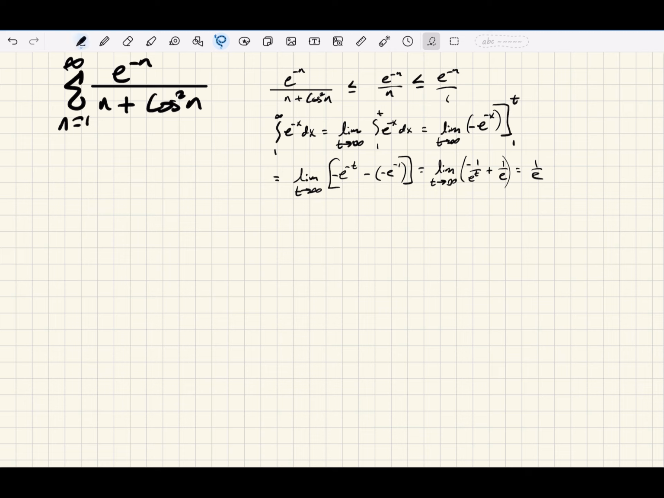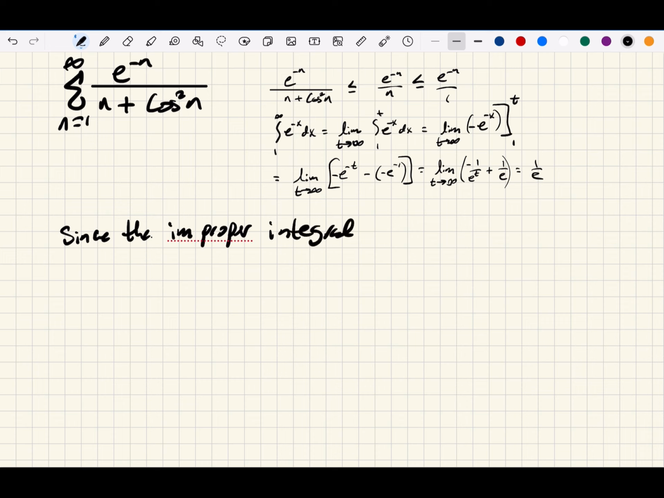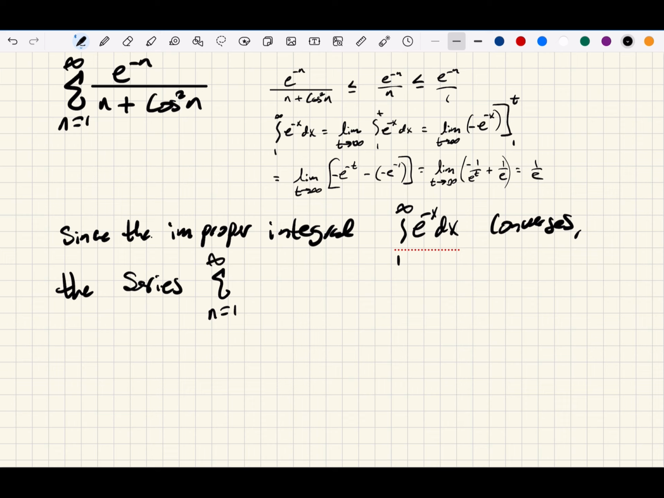So, I think what I would say is, since the improper integral, integral 1 to infinity e to the minus x dx converges, the series sum n equals 1 to infinity e to the minus n converges by the integral test.